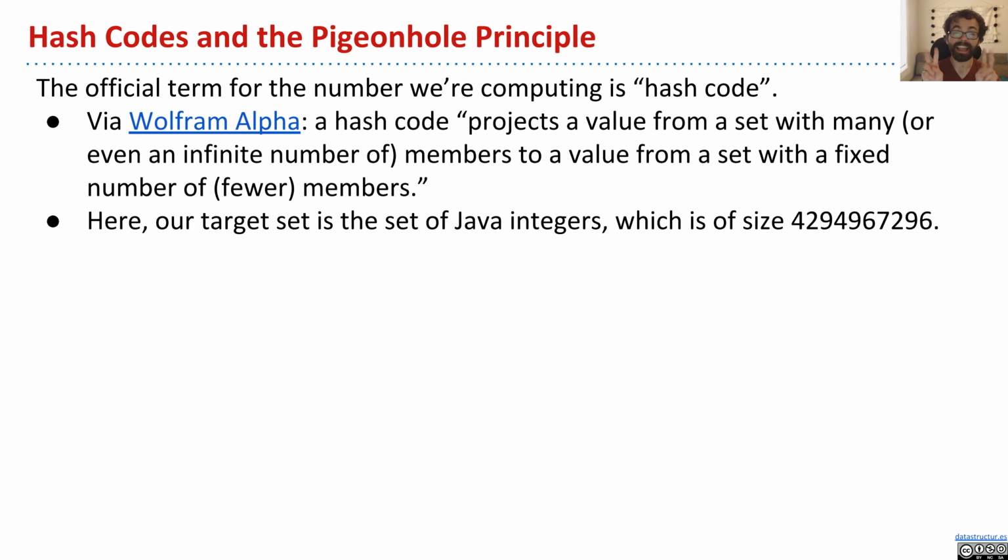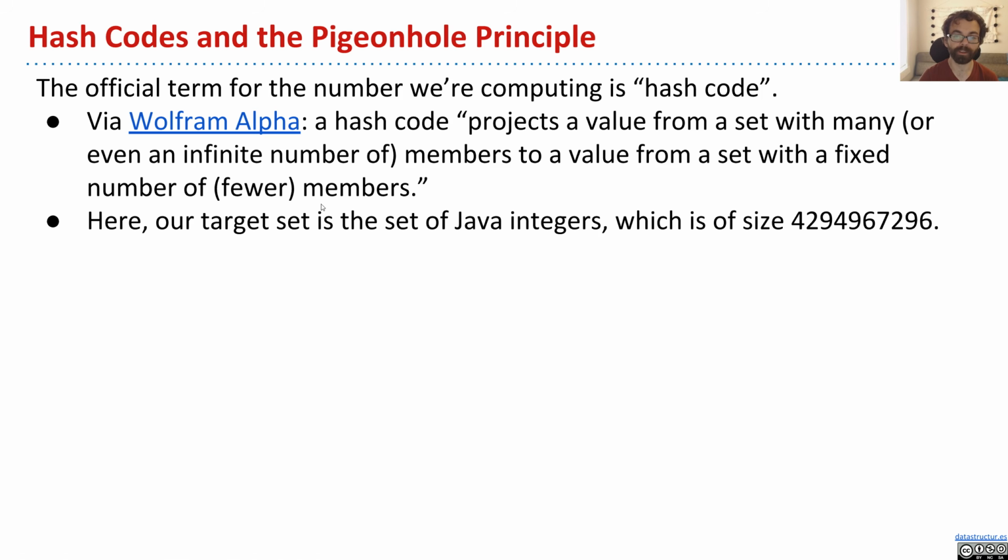So the official term for the number that we're computing, and I might have accidentally said it earlier even, is hashCode. And I'm borrowing this definition from Wolfram Alpha. A hashCode projects a value that is in a set with many or even infinite members down to a value from a set with a fixed number of members. So in this case, our target set, the thing that we're projecting to, is Java integers, and there are 4.29 billion of those. So we go from a space of infinite possible strings to this relatively small set of only 4.3 billion, much smaller than infinity.